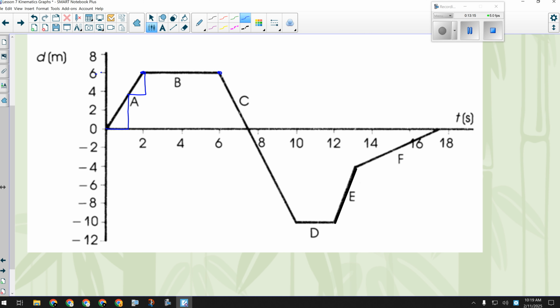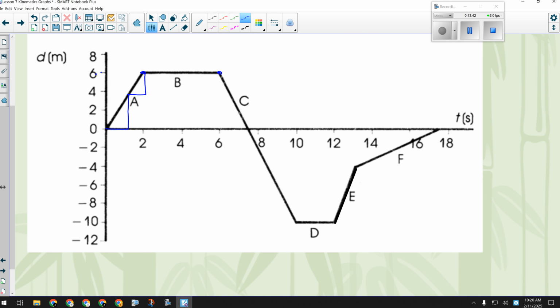All right, what's it doing in part C? Moving backwards. Yeah, moving backwards at a fixed rate. Yeah, constant velocity, fixed rate. Okay, its position is changing, okay, in a negative direction.